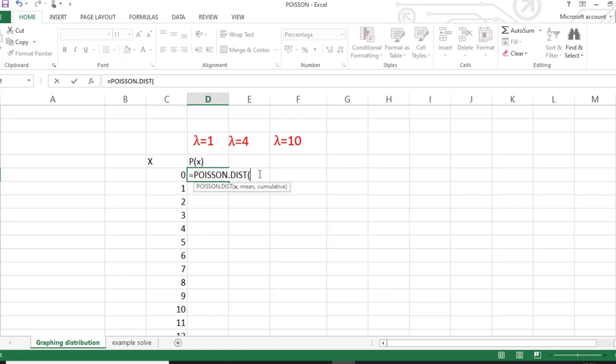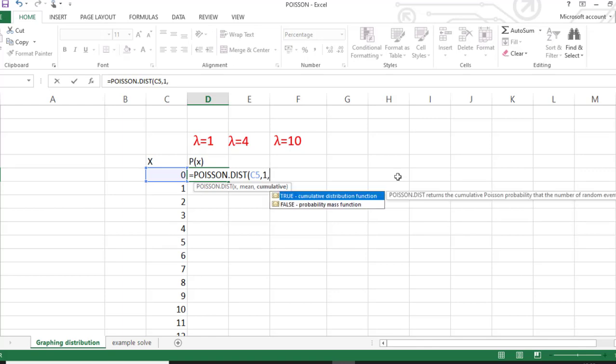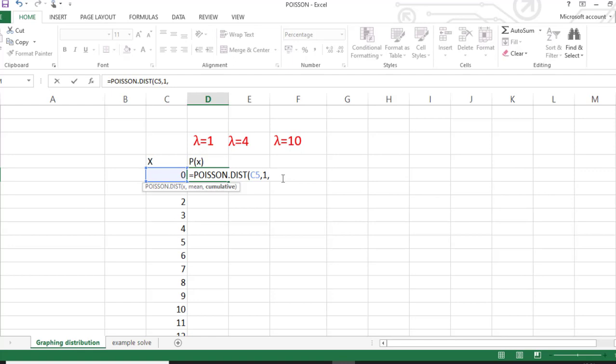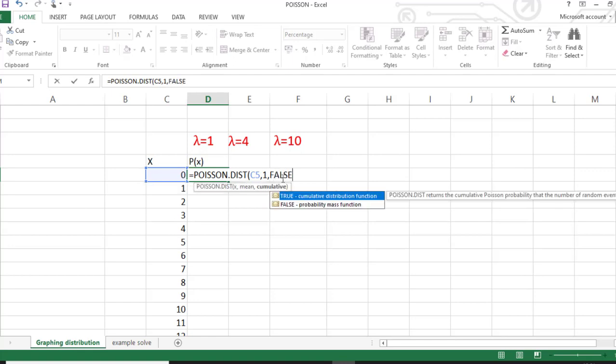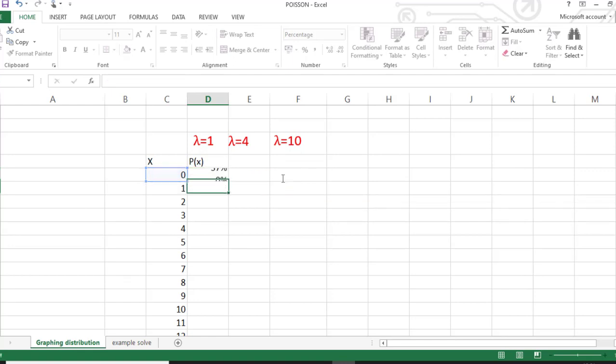Okay, so here first I have to enter the value of x, so I am linking it with this cell. Then mean, so I am taking the value of lambda as 1, so mean would be 1. Now since I am concerned with the probability mass function, so I am using the false command. If I want to use the cumulative distribution function, then I would have gone with the true command. Okay, so let us use the false command and we would get the value as 37%.